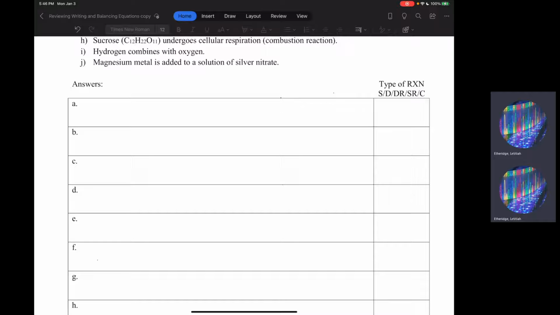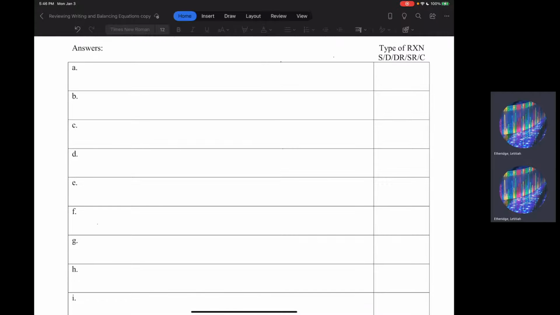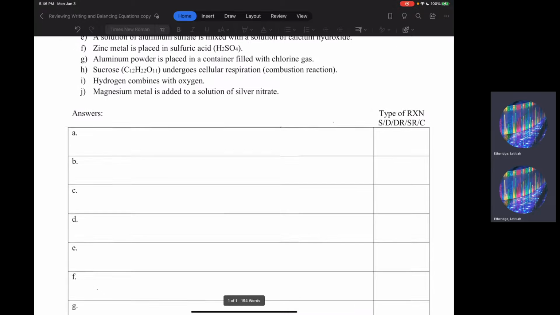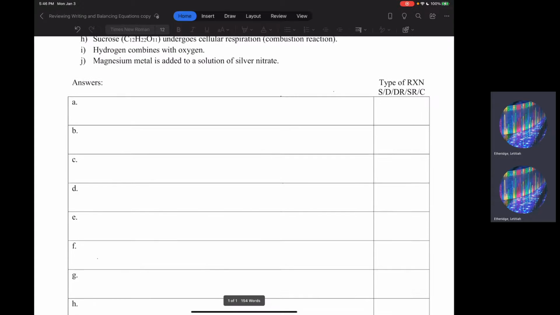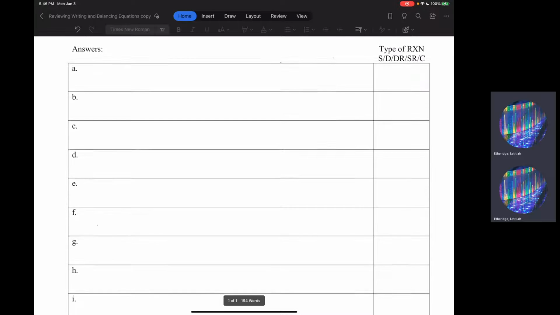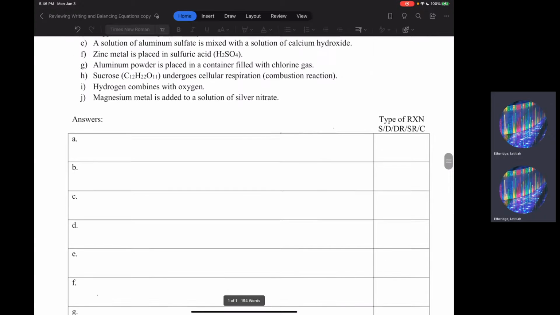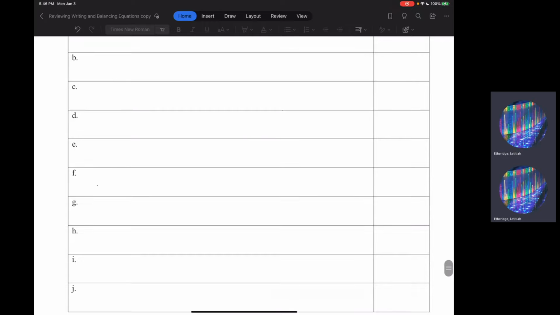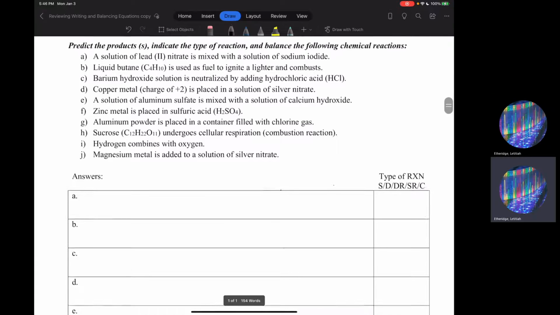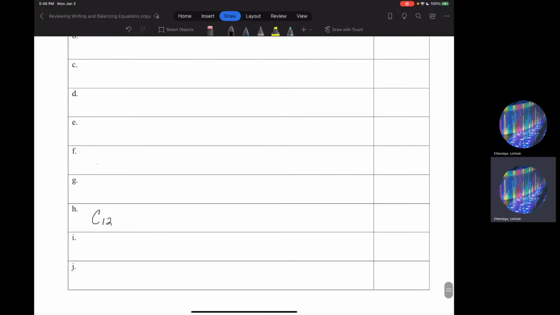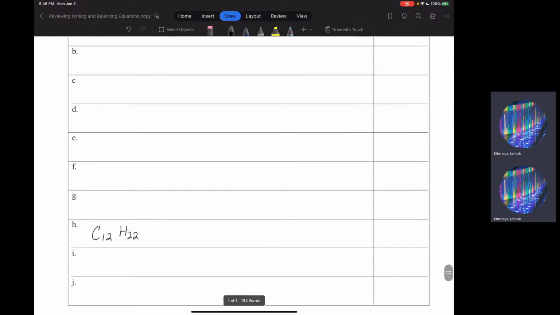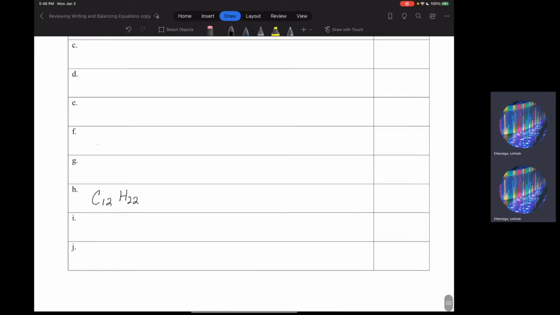So I have sucrose that undergoes cellular respiration, okay? In terms of figuring out the reaction, we kind of gave it away, right? So let's go with sucrose, which is C12H22O11. So that is H. So that is C12, H22, and then O11.